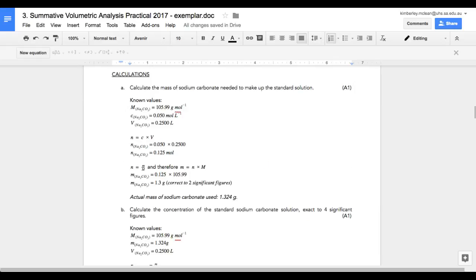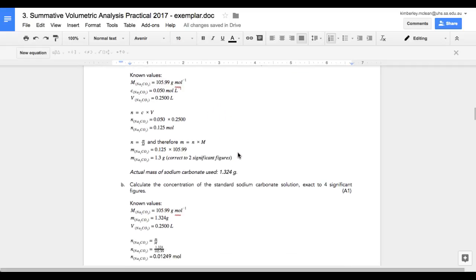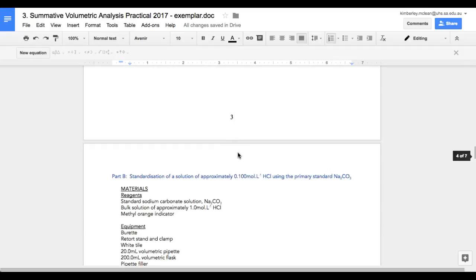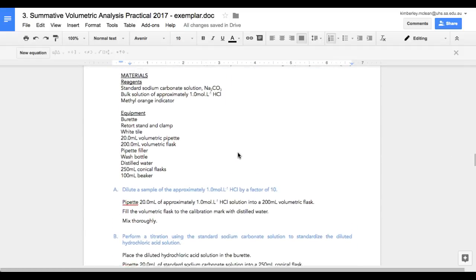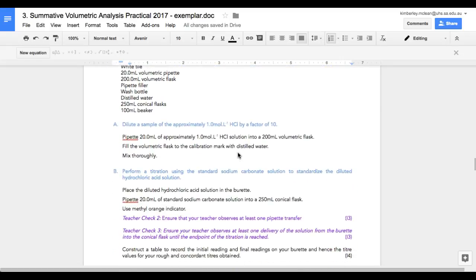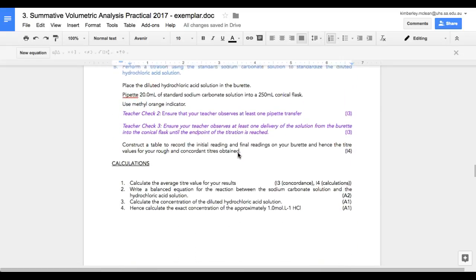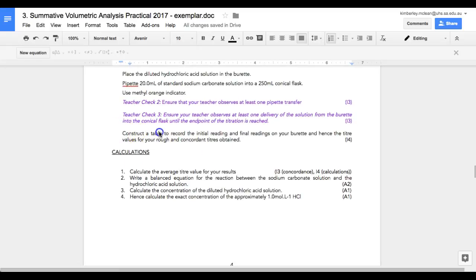So those few examples should give you enough of an idea about how to work with the equation editor and how to go about formatting your equations so that they're using correct chemical conventions. So if we now scroll down to part B, I'll just quickly run you through a couple of things. Again, you need to be referring back to the method all the time to make sure you're computing the correct calculations. And following any instructions such as this, construct a table to record the initial reading and the final readings on your burette. You would obviously insert your titer values, your table, right here.